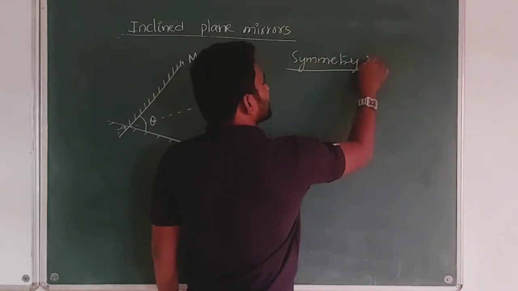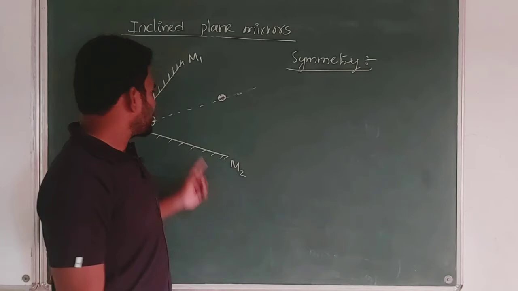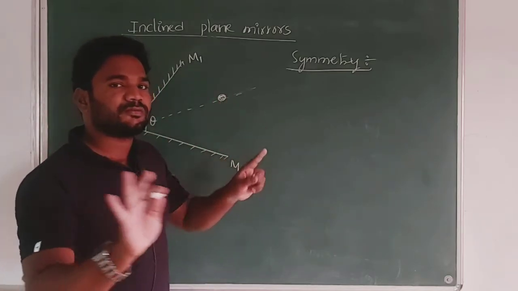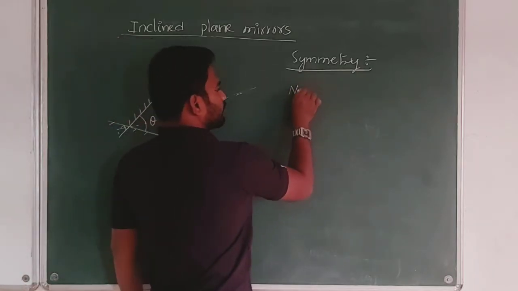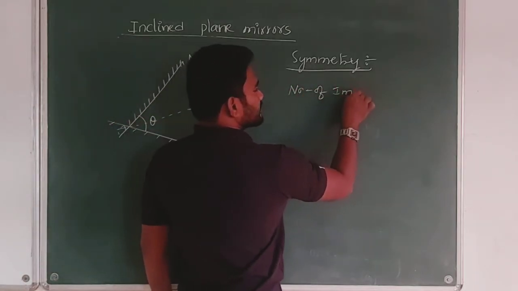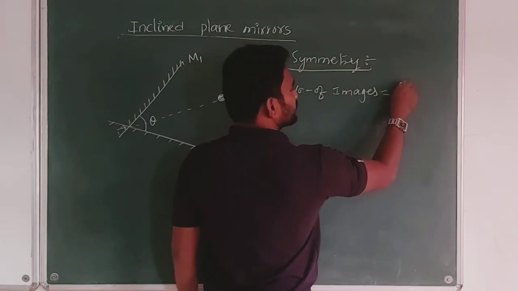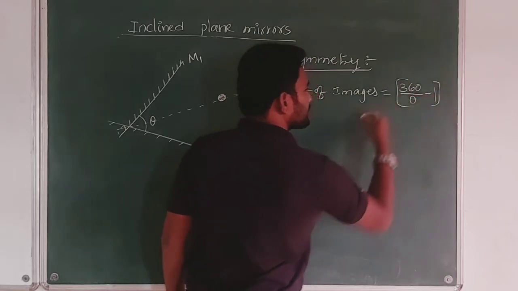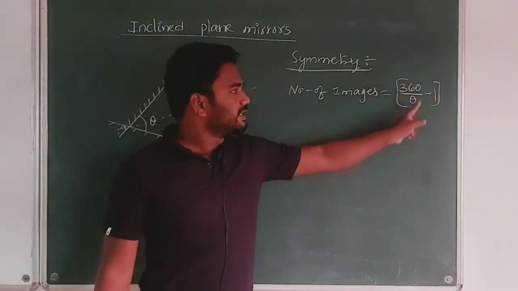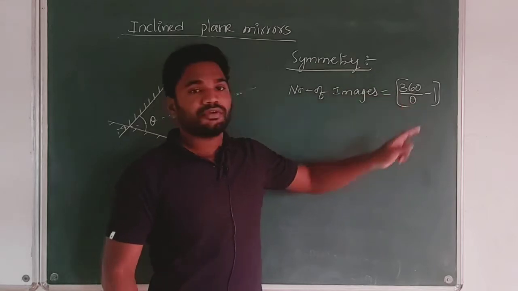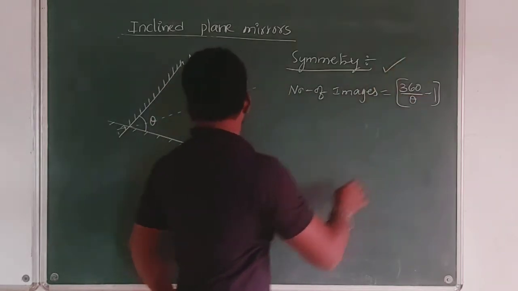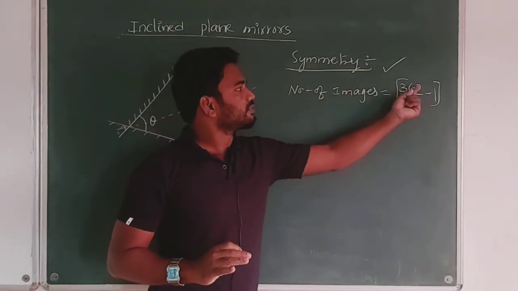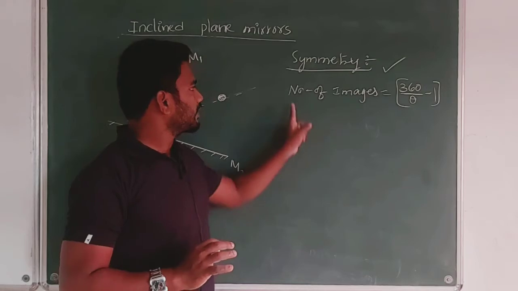If the object is placed at a symmetrical axis, exactly on the angular bisector, then we have a direct formula: the number of images is equal to 360 by theta minus 1. Make a note of this. Whether the value of 360 by theta is odd or even, whatever it may be, the formula is the same. If the object is placed on symmetry, the number of images is 360 by theta minus 1. Make a note of this.